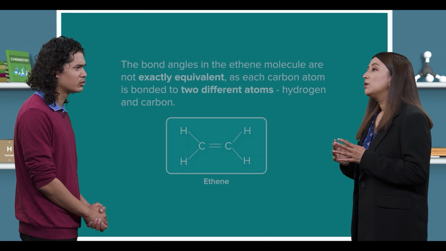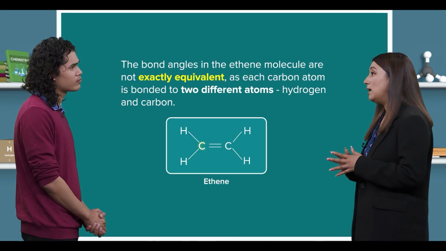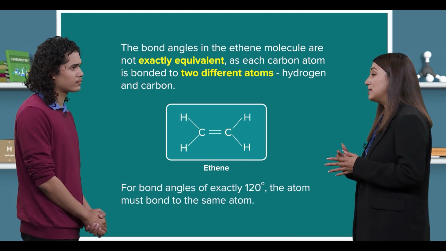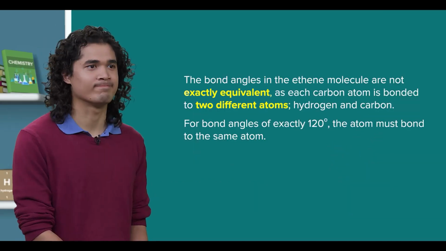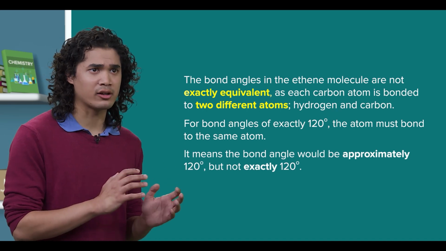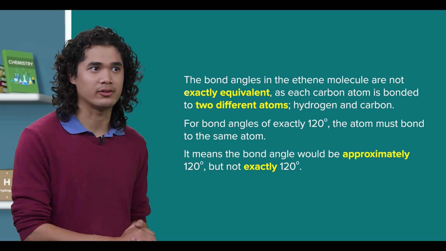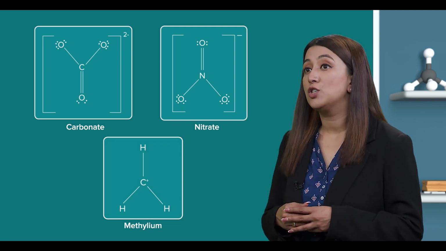Really? How so? The bond angles in the ethene molecule are not exactly equivalent, as each carbon atom is bonded to 2 different atoms, hydrogen and carbon. For bond angles of exactly 120 degrees, the atom must bond to the same atom. I see. It means the bond angle would be approximately 120 degrees, but not exactly 120 degrees. Correct. To add on, some ions like the carbonate, nitrate and methyllium ions also have a trigonal planar shape. Oh, do these ions also have a bond angle of about 120 degrees?